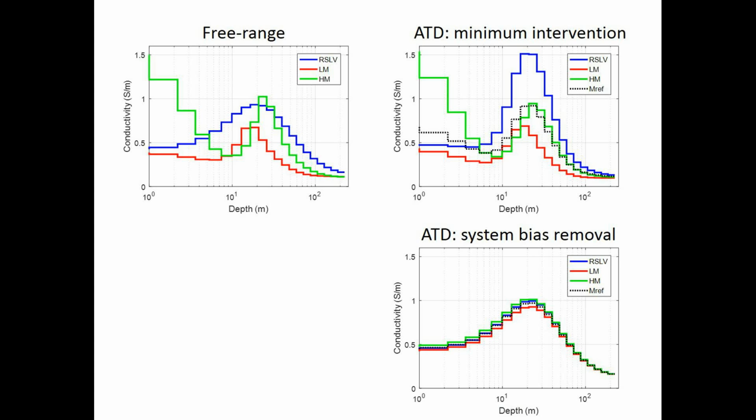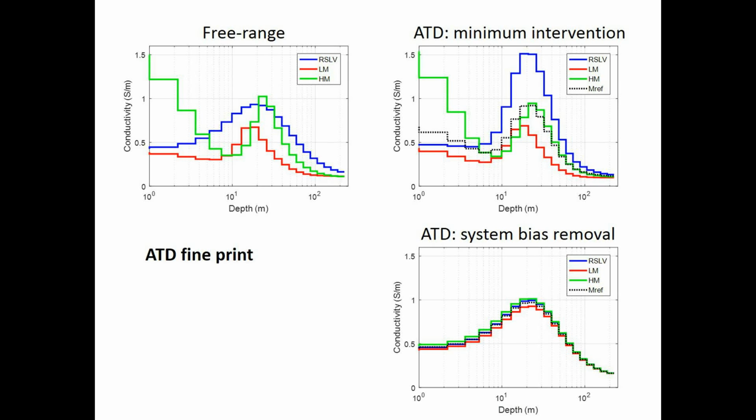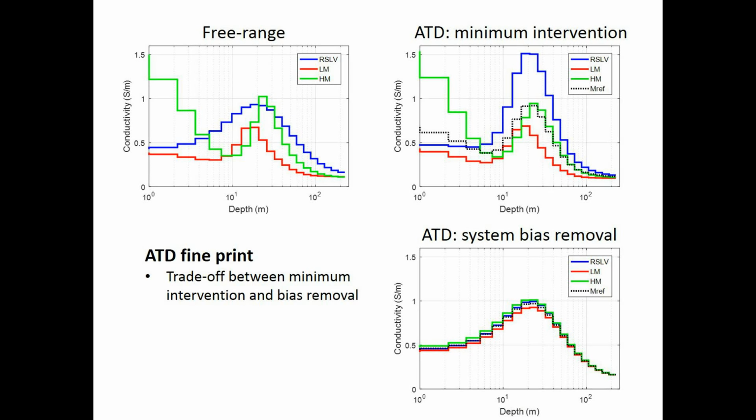But all great products come with fine print, so there's something I need to discuss. There's a trade-off between minimum intervention and bias removal. If you keep removing time channels, eventually you only have 1 time channel from the airborne soundings, and you can always fit. They find the common mode, which is very easy, but you are losing a whole bunch of information. So there is a trade-off here, and you don't want to do this too aggressively.